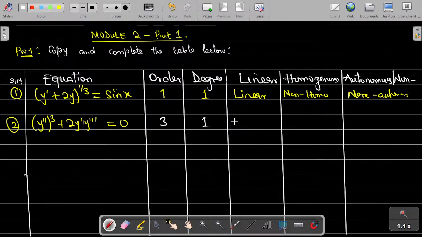Now, is it linear? No, non-linear, and it is filled in already. Why is it non-linear? There is a derivative that has power of 3, and again there is a product of y prime and y prime prime prime. Once you have the product of y and its derivative, or a derivative and another derivative, what you have is a non-linear equation. Now, is it homogeneous? Everything is equal to 0, so it is homogeneous.